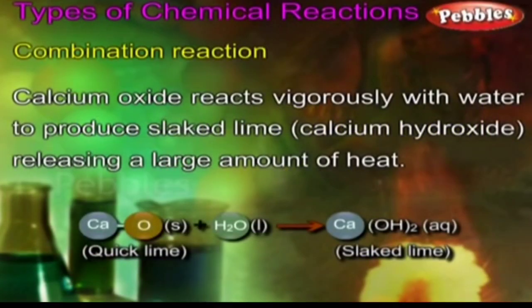Combination reaction. Calcium oxide reacts vigorously with water to produce slaked lime or calcium hydroxide, releasing a large amount of heat. CaO solid plus H2O liquid gives Ca(OH)2 aqueous.